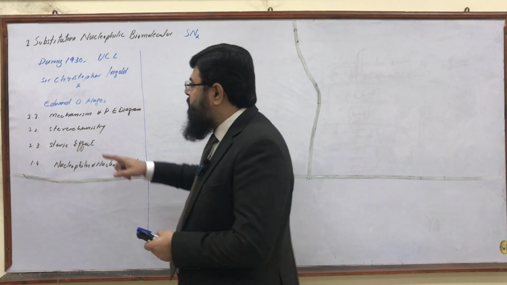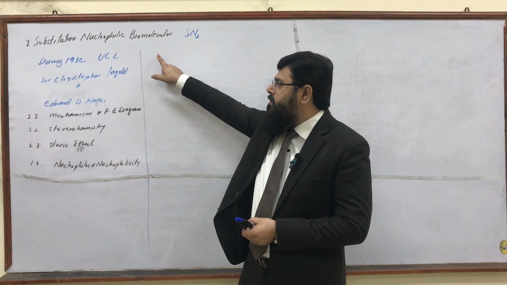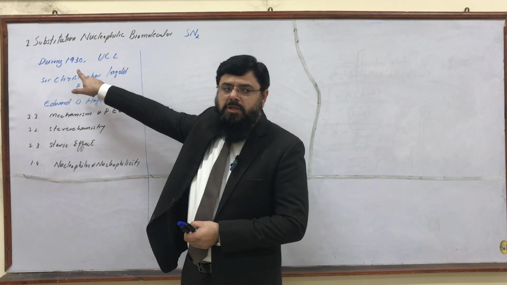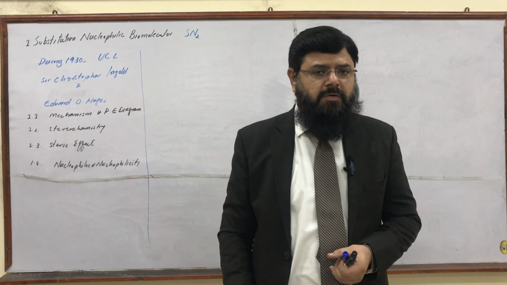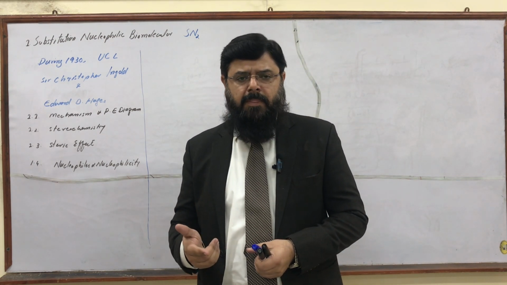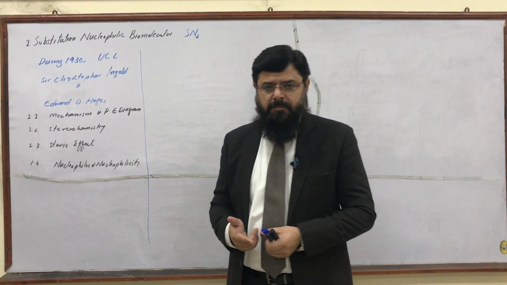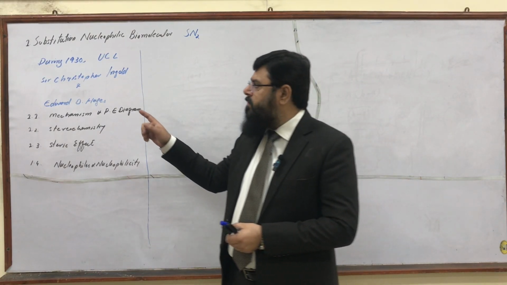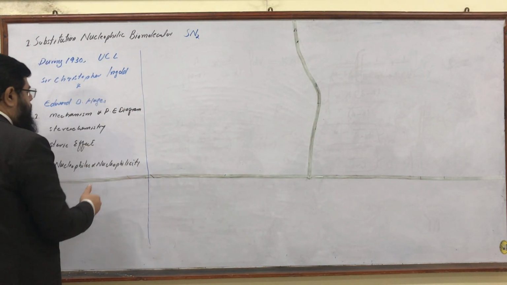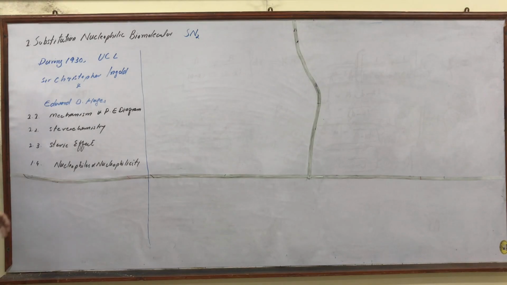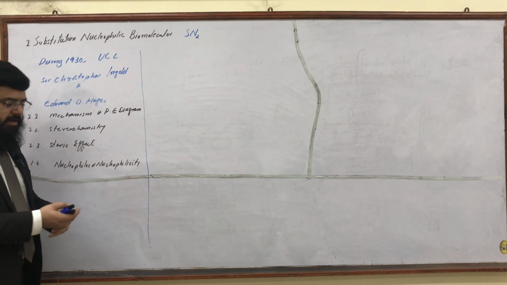The extensive study of these reactions was conducted during 1930 at University College London. University College London is a well known and well recognized institute. It's the number 6 university in the world. The group leader of this research was Sir Christopher Ingold and Edward D. Hughes, along with their other lab associates, PhD students and research fellows. They conducted an extensive study to investigate the rate of reaction. Rate of reaction, simply we can say kinetics of reactions.